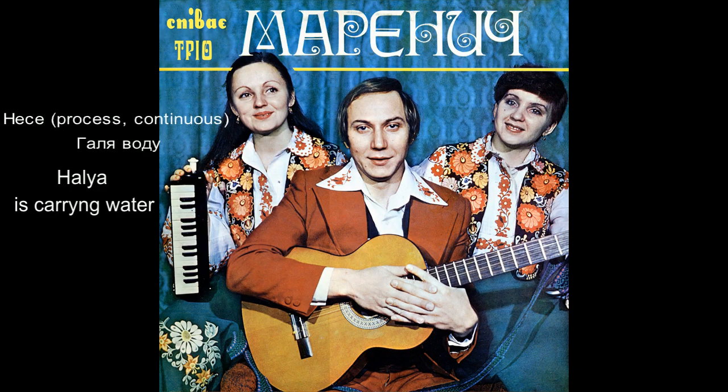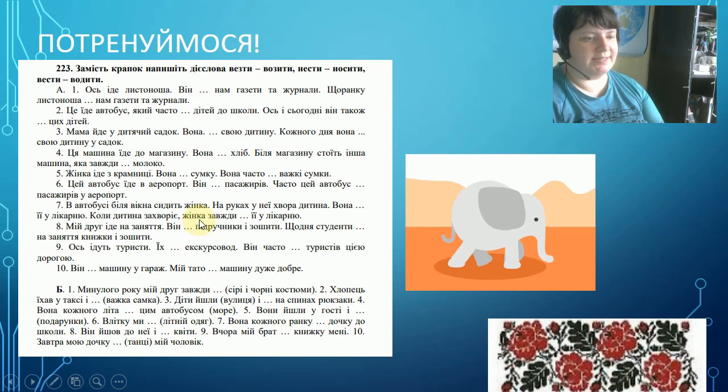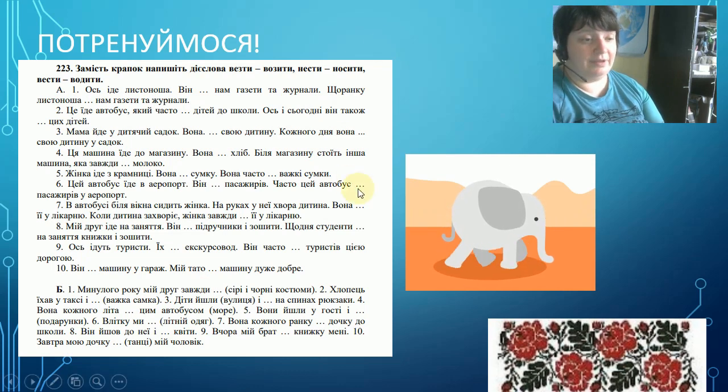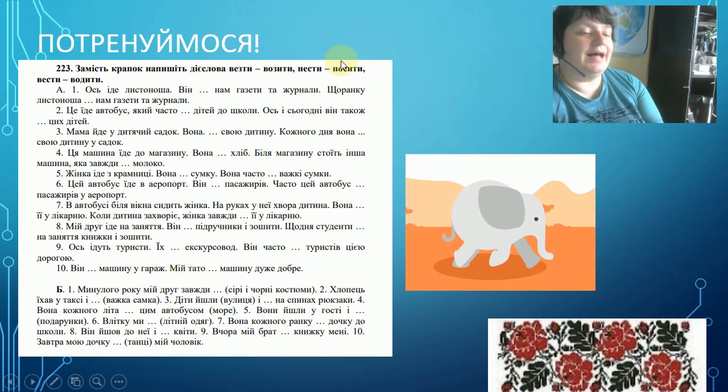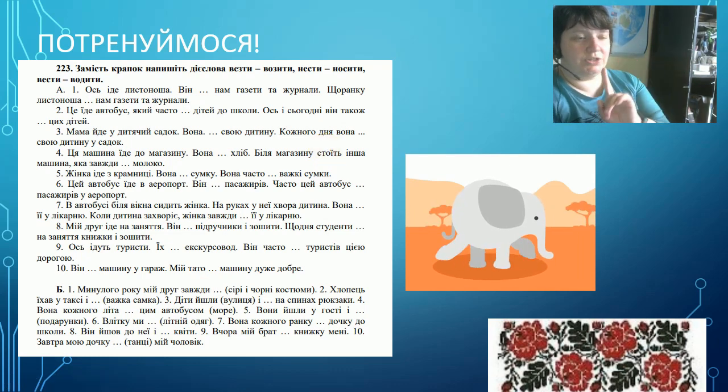Несе Галя воду. Потренуємося. So here we have a huge exercise. And we need to put these verbs into these sentences. We have part A and part B. So, stop it. Try to do this exercise. And then we will try to correct all your mistakes and I will explain the forms. I guess it's better if you haven't a clue how to do it, just go to the time code when I give you answers and explain everything. But at least you can try, so stop and let's do this exercise.